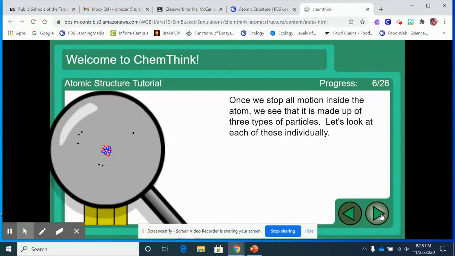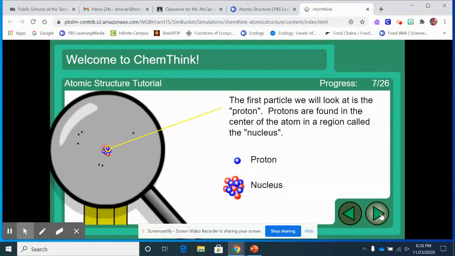Once we stop all motion inside the atom, we see that it is made up of three types of particles. Let's look at each of these individually. The first particle we will look at is the proton. Protons are found in the center of the atom in a region called the nucleus. The blue dot on the bottom is a proton.